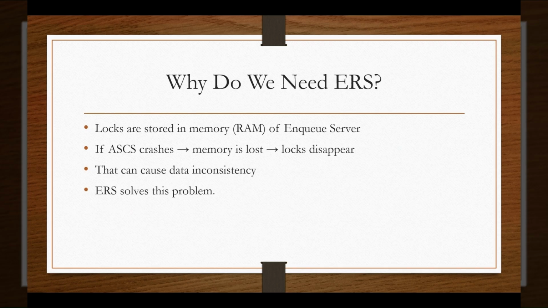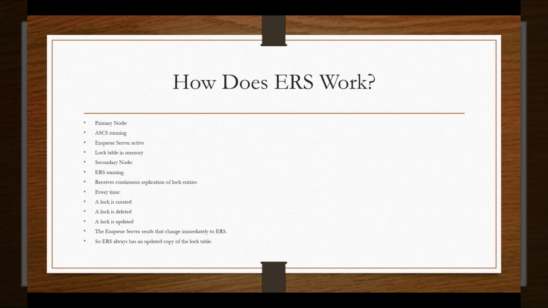Okay, locks are stored in memory of the NQ server. If the central instance crashes, memory is lost and locks disappear. That can cause data inconsistency, and ERS helps to solve this problem. How ERS works is, the primary node is where the central instance is running, NQ server is active, the lock table is in memory, and in the secondary node ERS is running. It continuously replicates the actions of the ASCS. So every time a lock is created, a lock is deleted, a lock is updated, at the same time, these details are also getting updated at the ERS.